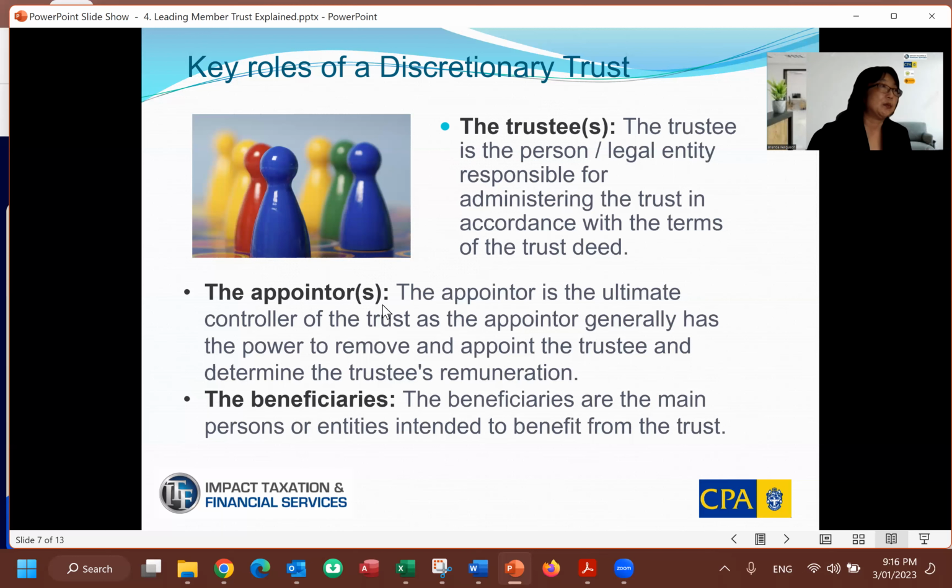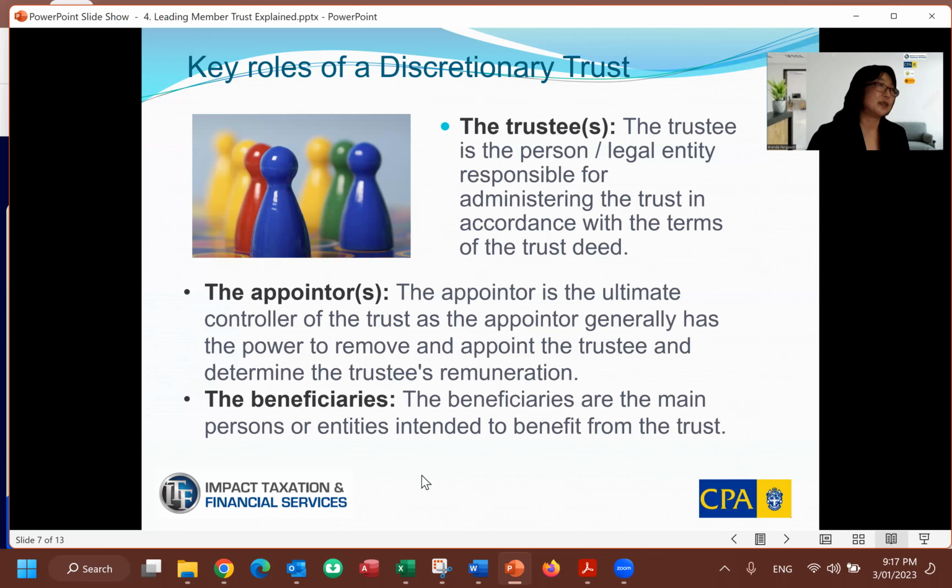The second role is the appointor or appointors. The appointor is the ultimate controller of the trust, as the appointor generally has the power to remove and appoint the trustee and determine the trustee's remuneration. So the appointors are the most important people or person in a family trust structure, because they have the power to appoint the trustee.